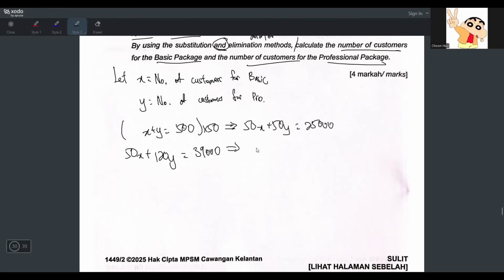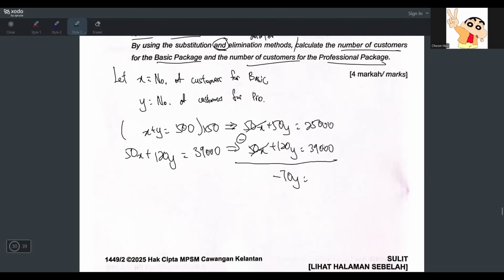And why did I do that? The reason I do this is because I want the number before X to be the same, because later I want to eliminate. So the bottom equation, I just write it like this. Now how to eliminate X? You can just minus, take this equation minus this equation. So 50X minus 50X will be 0. Now the X is gone, so now you can find Y. 50 minus 120 is negative 70Y.